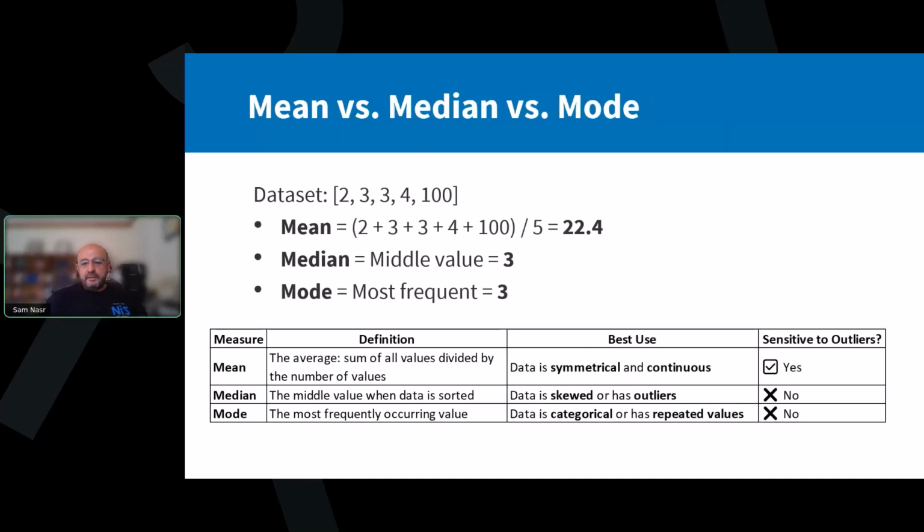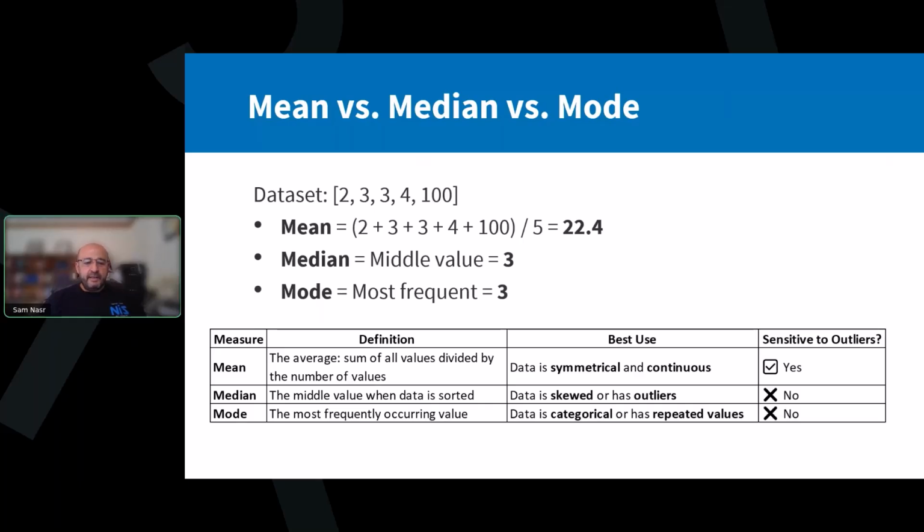So we talked about the various means of calculating an average. And if you remember back from algebra class, there are three types of averages. So given this data set that we see here, we have 2, 3, 3, 4, and 100. Obviously, the number 3 is duplicated there twice intentionally.